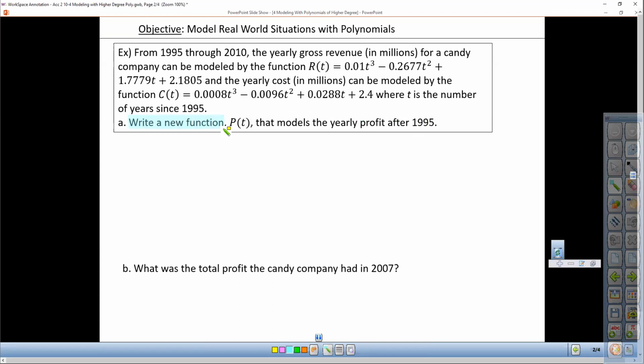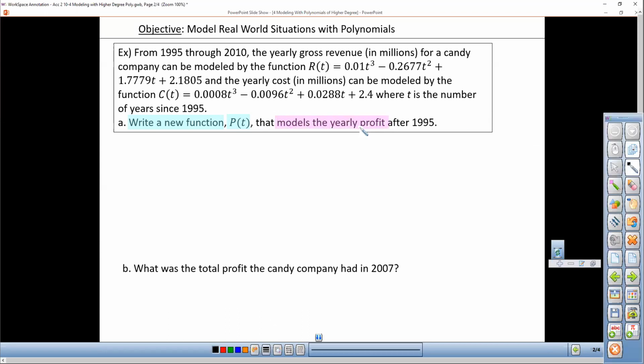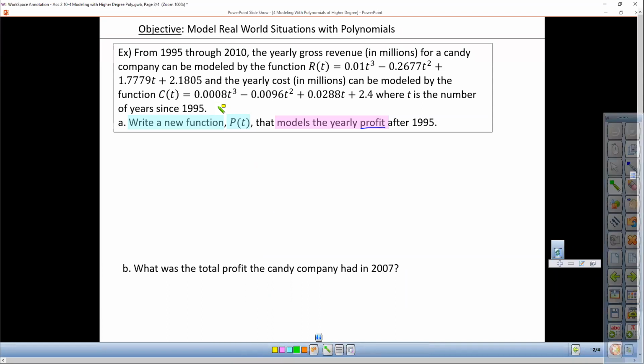So we are writing a new function. Our new function is given the name P of t, so we got to make sure that answer starts with P of t equals, and it is supposed to model or represent the yearly profit. So this concept of profit may or may not be something that you're familiar with on how it relates to the given information.